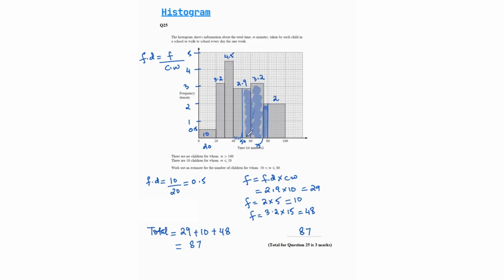So for this first shaded part, we do 2.9 times 10. Why 2.9 times 10? Because it's from 50 to 60. So the interval is 10. So that's why we multiply 2.9 by 10. And then this over here, this is from 60 to 75. So that's 3.2 times 15. And for the last one, it's 75 to 80. So that's 2 times 5. We have the individual frequencies for the 3 bars. We add it up to get the estimate of the number of children within the given range.